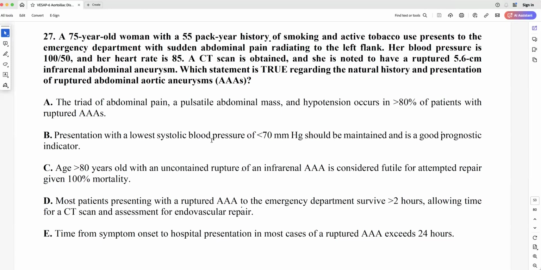Okay. C, age more than 80 years old with uncontained rupture of an infrarenal triple A is considered suitable for attempt repair, giving 100 mortality. No. What is the mortality with this patient? 50%? It's usually 50. How much? 50.